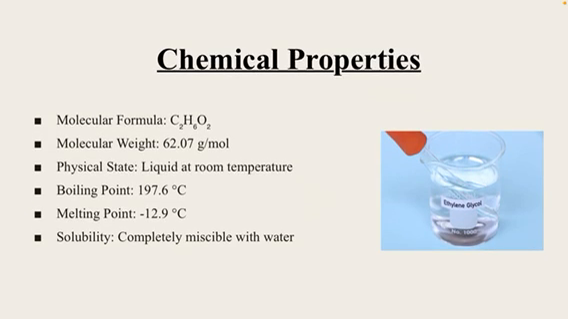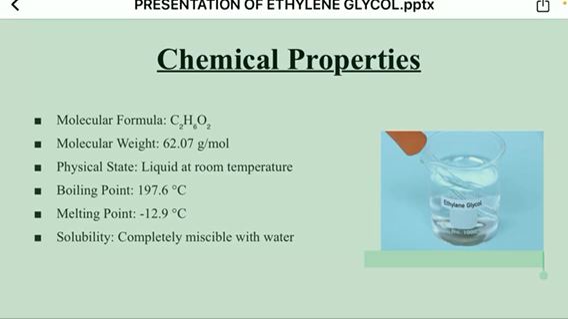So first of all, we have its molecular formula, which is C2H6O2, and then we have its molecular weight, which is 62.07 grams per mole. Then we have its physical state: it is a liquid at room temperature. Then we have its boiling point, which is 197.6 degrees Celsius. Then we have its melting point, which is minus 12.9 degrees Celsius, and it is completely miscible, that is, completely soluble, with water. So that's it for the chemical properties of ethylene glycol.